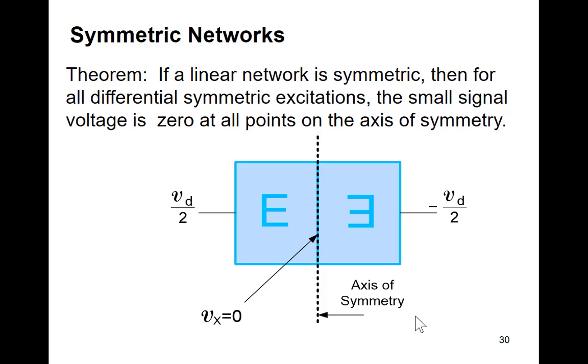So what we do is we build a circuit and just rotate the circuit around the axis of symmetry, and that gives our symmetric circuit. And we said we're excited with a small signal excitation, this differential. So that means if this voltage goes up, this one goes down, and vice versa. And then we can take any point along here, the small signal voltage here is 0. Can we prove that?